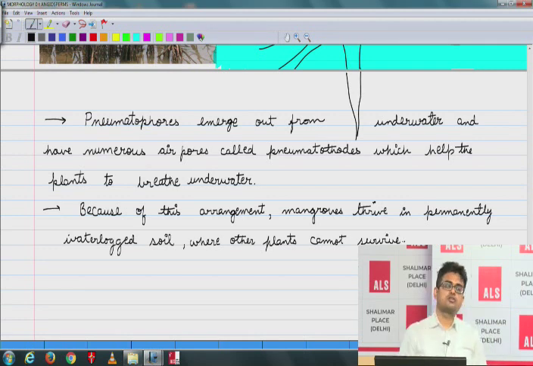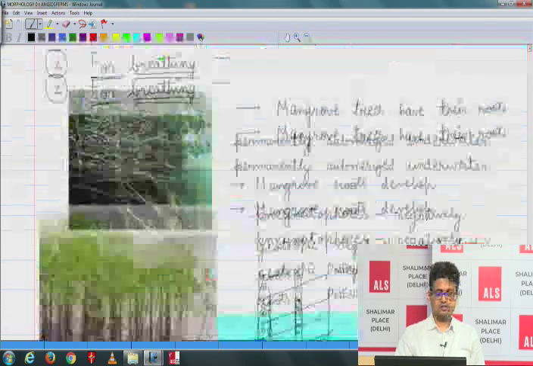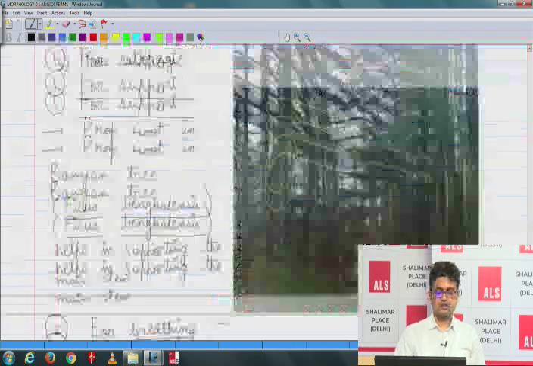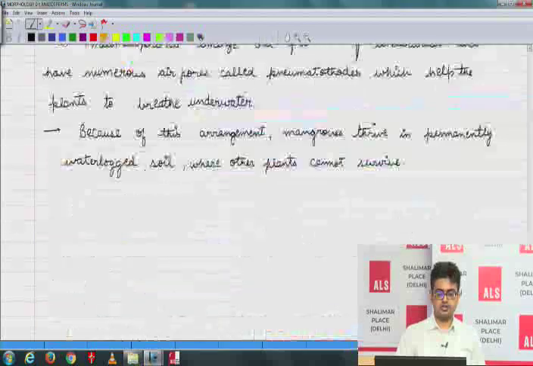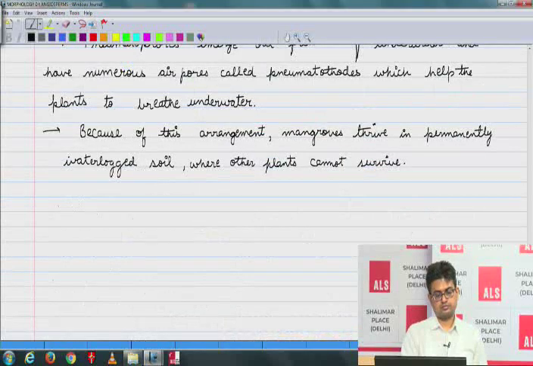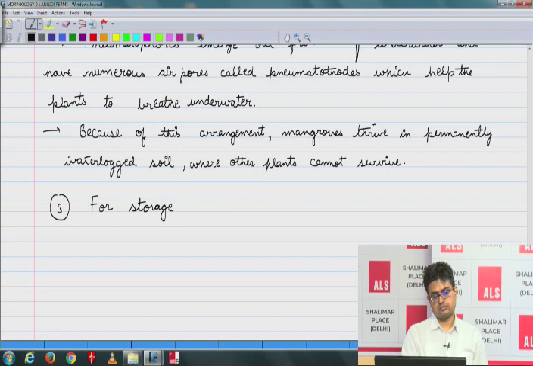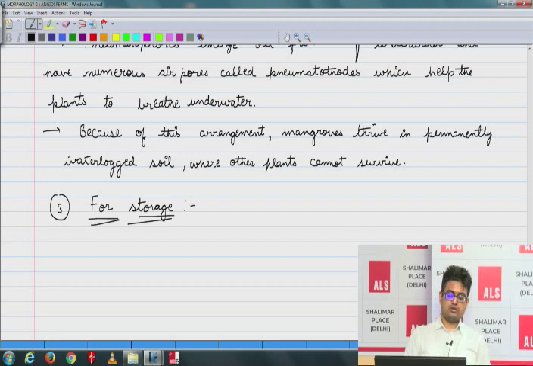Mangrove grows very clearly without any problems. Next, let's come to the third part. For breathing is done. So the third adaptation is for storage. So the root, if it is a tap root, it is modified into something else. If it is adventitious root, it is modified into something else.